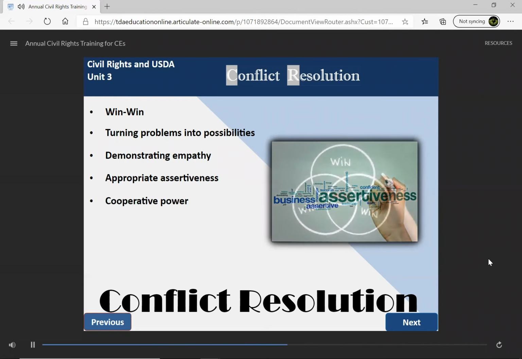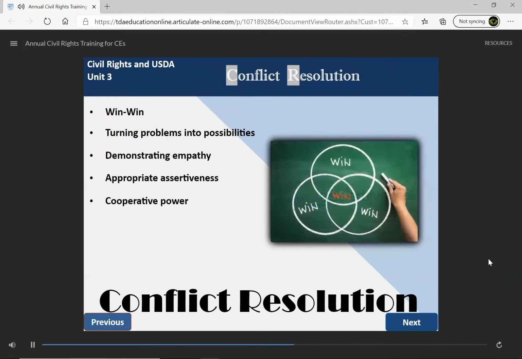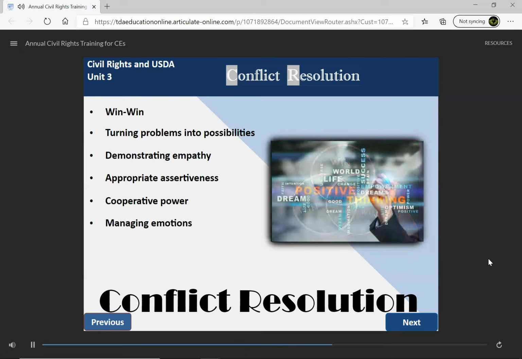Cooperative power is being faced with a statement that has potential to create conflict, then asking open-ended questions to reduce resistance. Explore the difficulties and then redirect the discussion to focus on positive possibilities. Remember that managing emotions is internal as well as external. It is vital to manage your own emotions, sticking strictly to the facts of the complaint, and not invoking negative emotional reactions from the complainant.